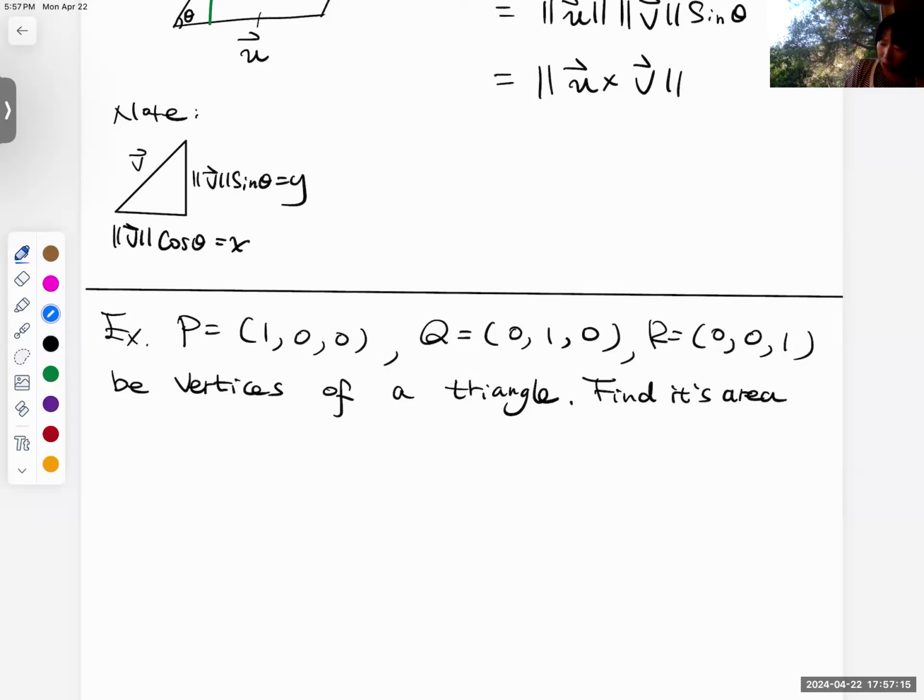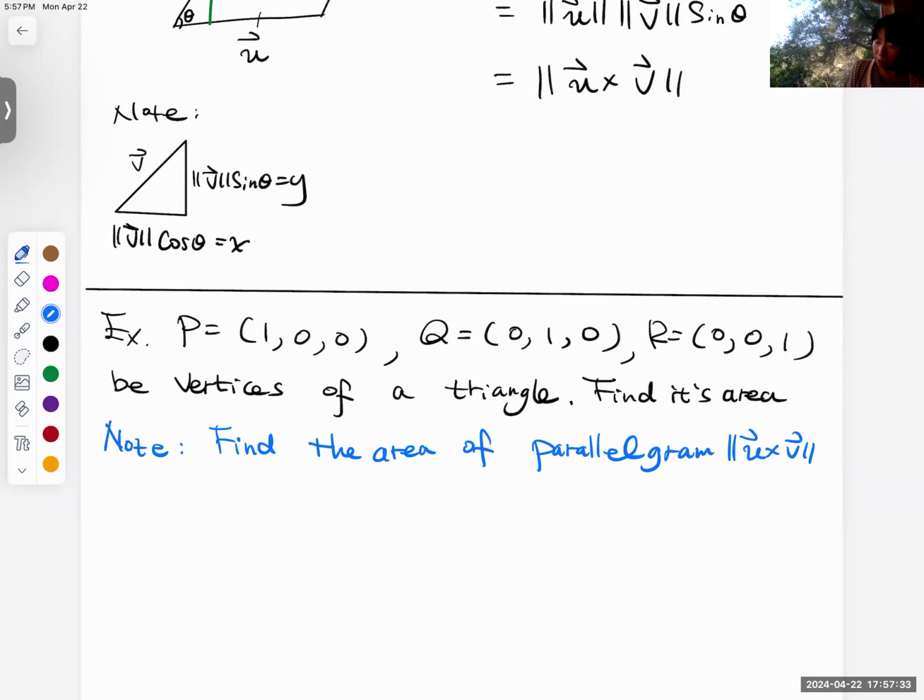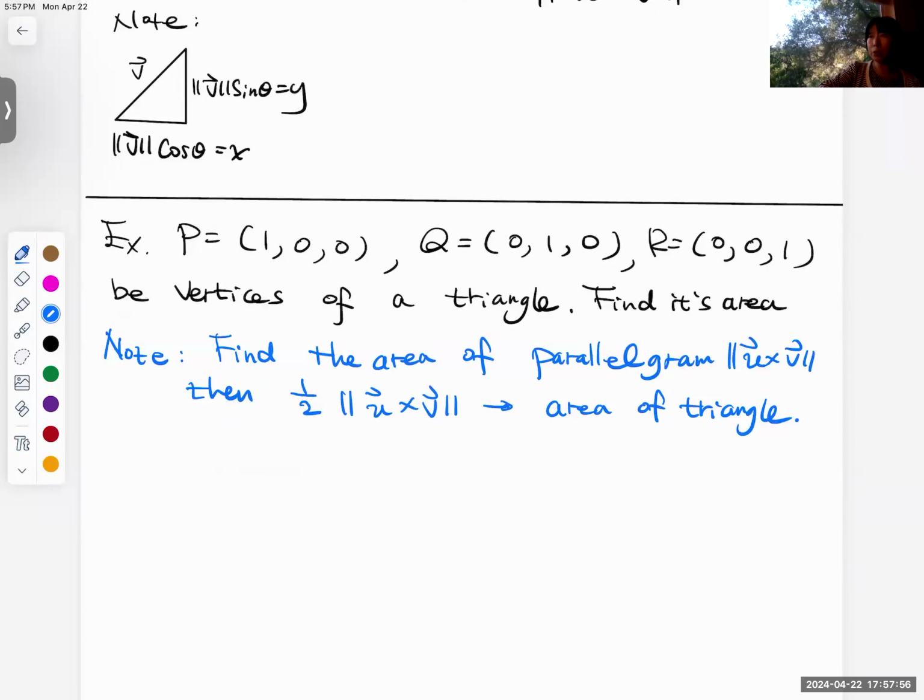Okay. So note, the magnitude of u cross v is the area of the parallelogram, then 1/2 the magnitude of u cross v is the area of the triangle. Okay, so let's do this one.